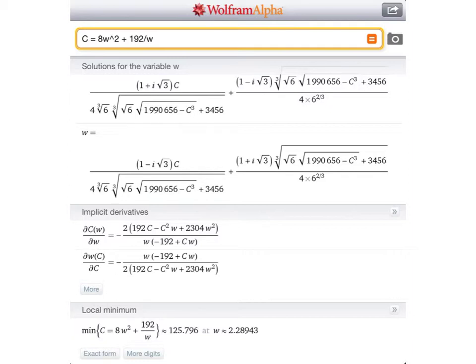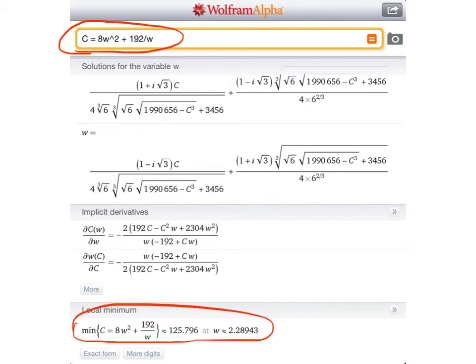I plugged in the formula that we arrived at in part A, that is C equals 8W squared plus 192 divided by W. And Wolfram Alpha calculates a number of things, including the minimum of the function. So we see here that the cost will be 125.796, or approximately $126 per box.